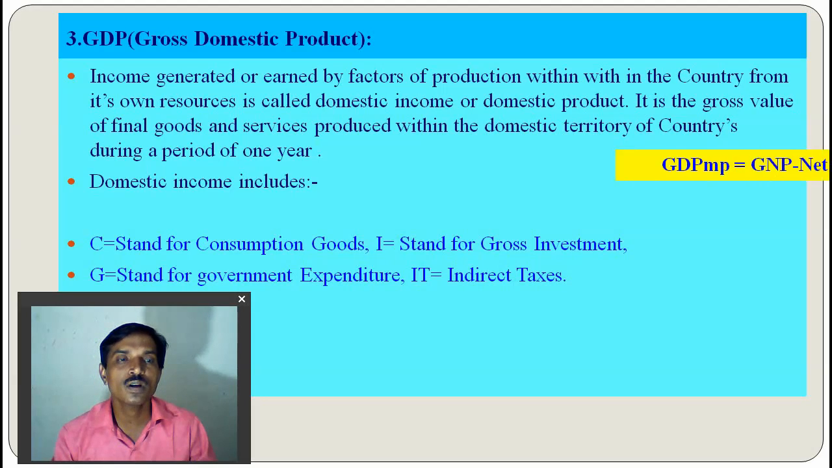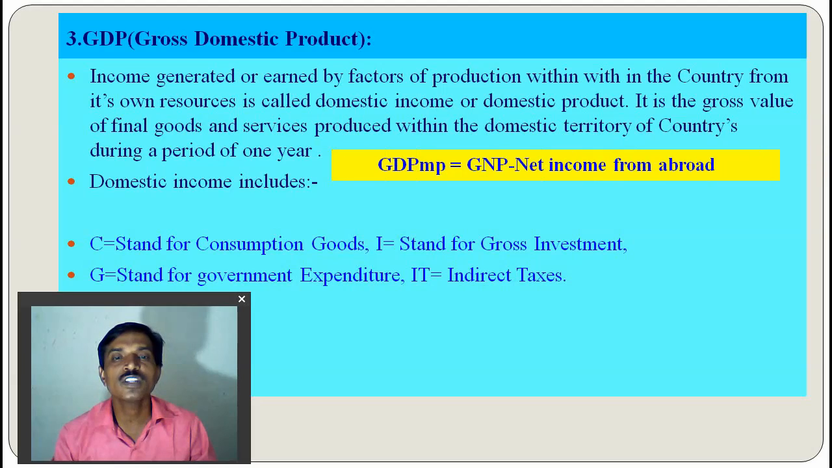For domestic product, GDP at market price is equal to GNP minus net income from abroad. So net income from abroad is not considered in the GDP because we consider only domestic production of goods and services. We count the net income from abroad in GNP but deduct it from the account at GDP. So GDP means only the goods and services production within the country's boundaries.